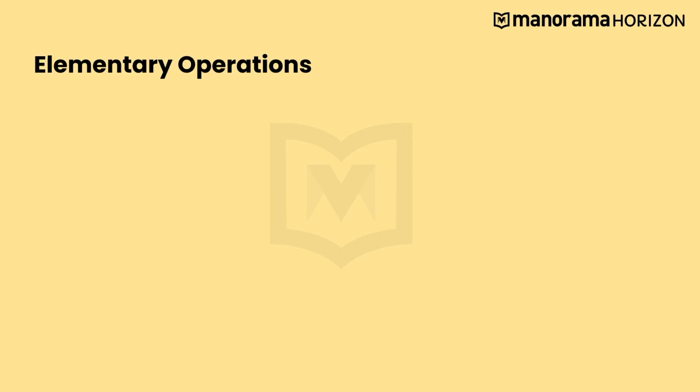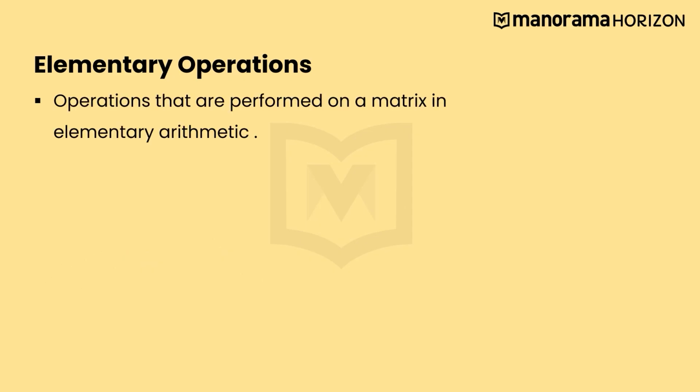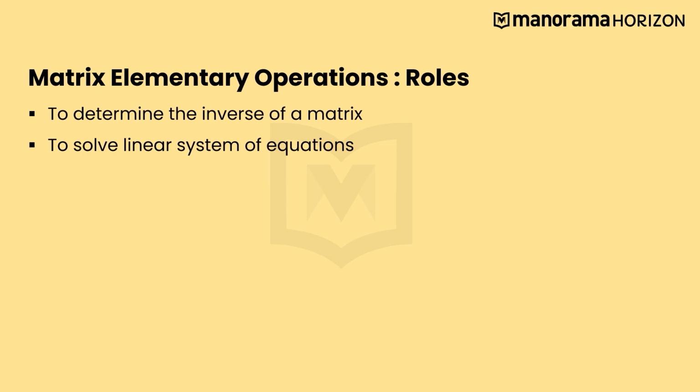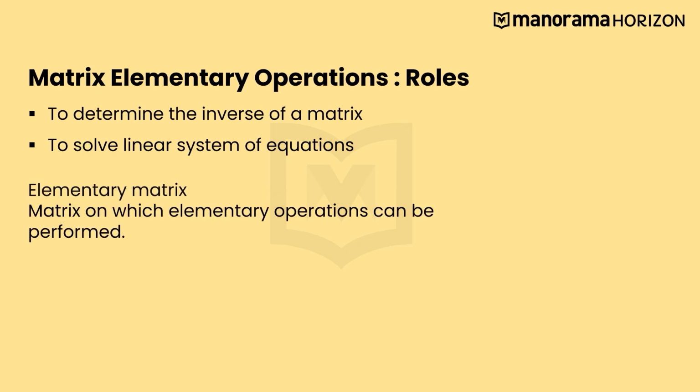Elementary operations are operations that are performed on a matrix in elementary arithmetic, namely addition, subtraction, multiplication, and division. Elementary operations for matrices play an essential role in determining the inverse of a matrix and also in solving a linear system of equations. They can be used for a variety of other calculations as well. A matrix on which the elementary operations can be performed is called an elementary matrix.